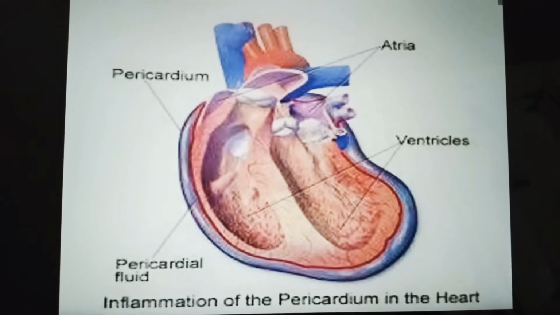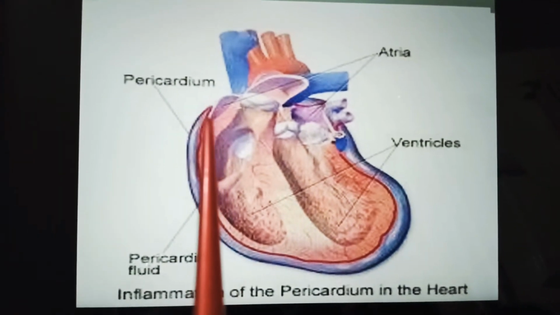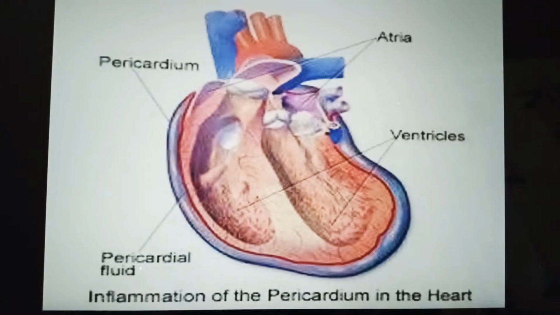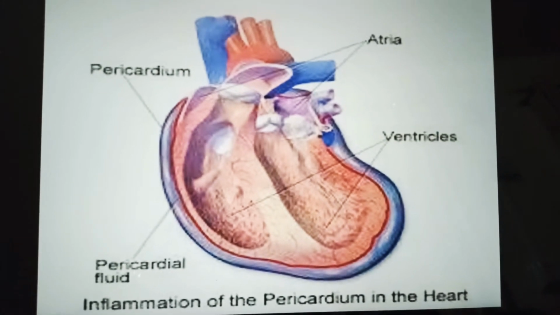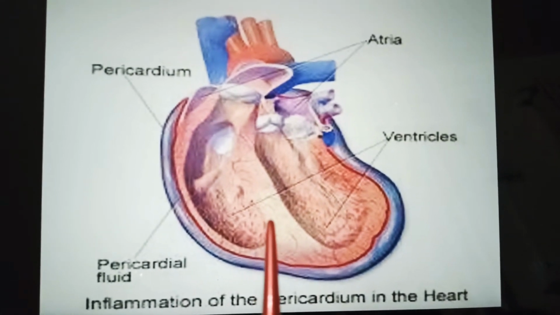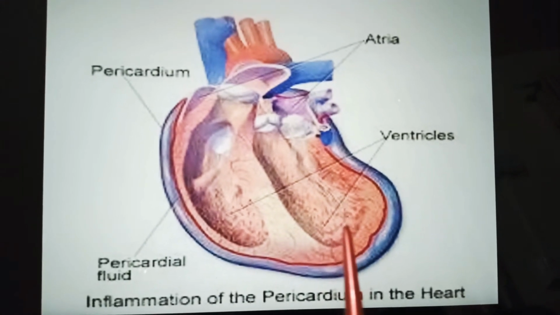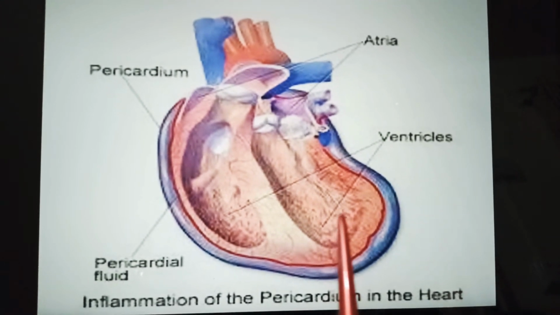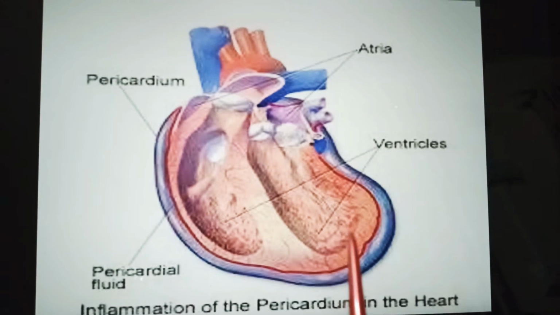The upper thin-walled chambers are called right and left atria. Singular is atrium, and the lower thick-walled chambers are right and left ventricles. The left ventricle is the largest and strongest chamber in the heart.